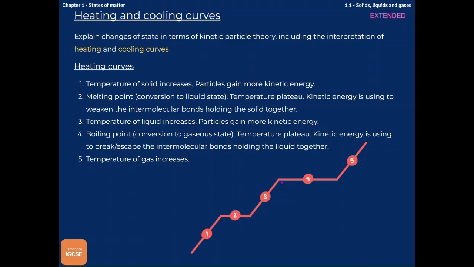And then again here, we are boiling now, so we're changing from liquid to gas. Get a bigger plateau, and the kinetic energy is being used to completely break and escape from those bonds. So the average kinetic energy is not changing because that energy is being used to overcome those bonds and for those particles to escape. This plateau is bigger than this plateau. Why do you think that is?